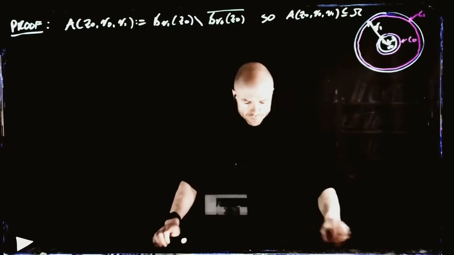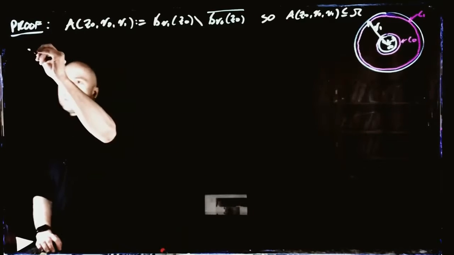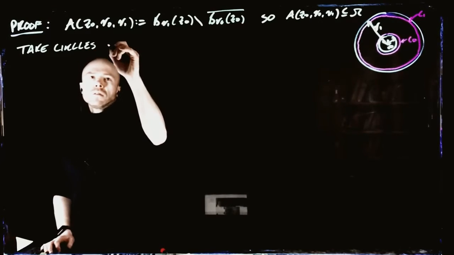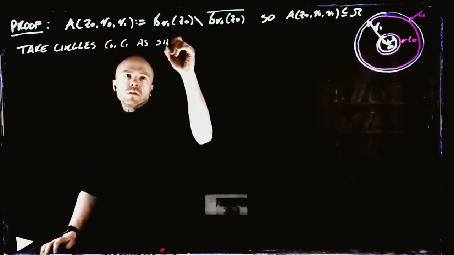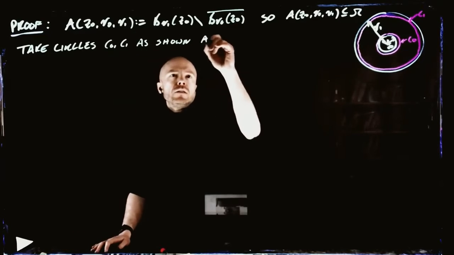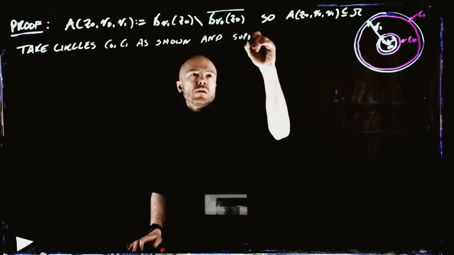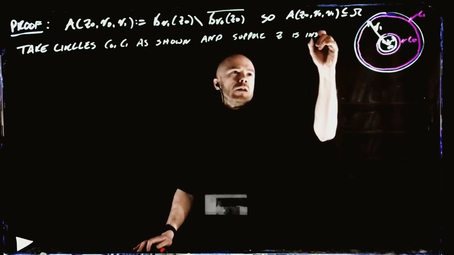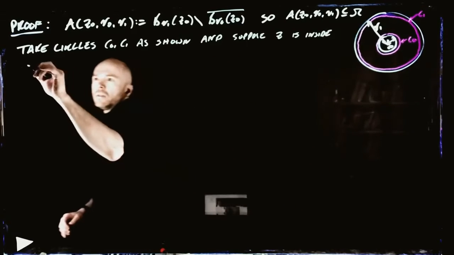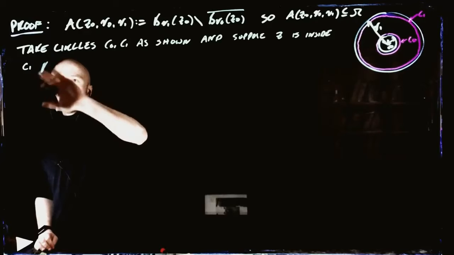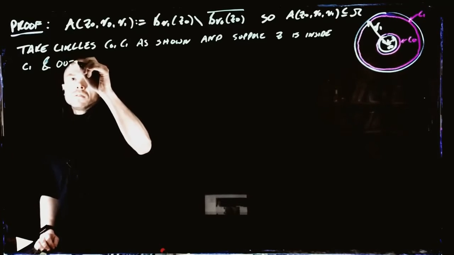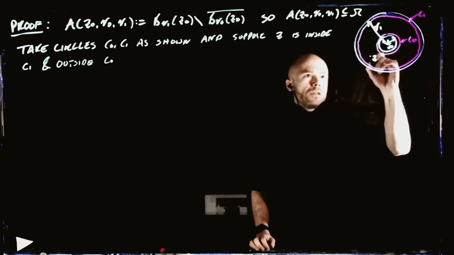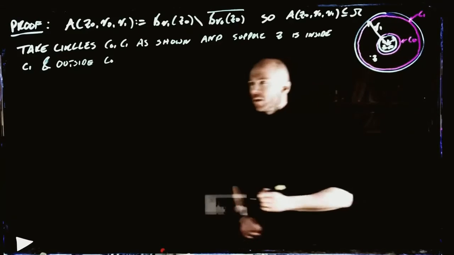So take circles C0 and C1 as shown, and suppose Z is inside C1 and outside C0. So we pick some arbitrary Z, whatever, here, and this thing is Z0 here at the center.